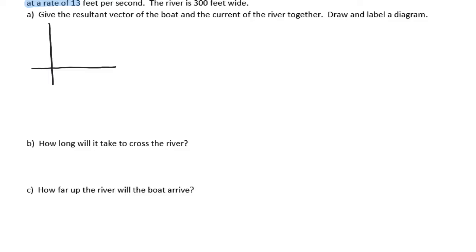It says a boat is headed upriver at an angle of 50 degrees with a rate of 20 feet per second. The current is headed upstream at a rate of 13 feet per second, and the river is 300 feet wide. Part A says to give the resultant vector of the boat and the current of the river together. But first we're going to draw the diagram.